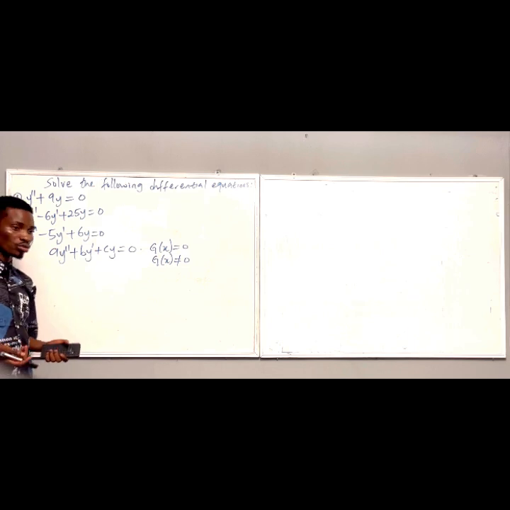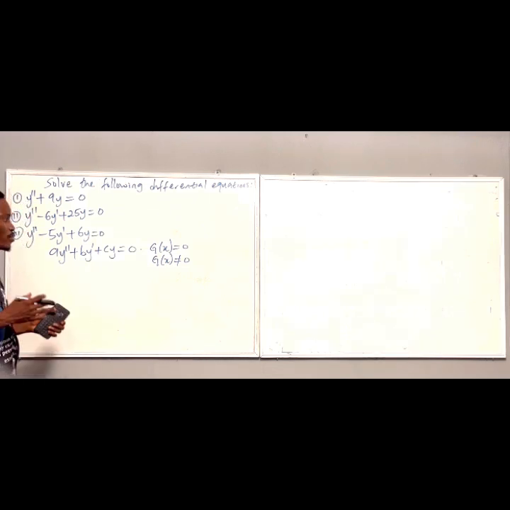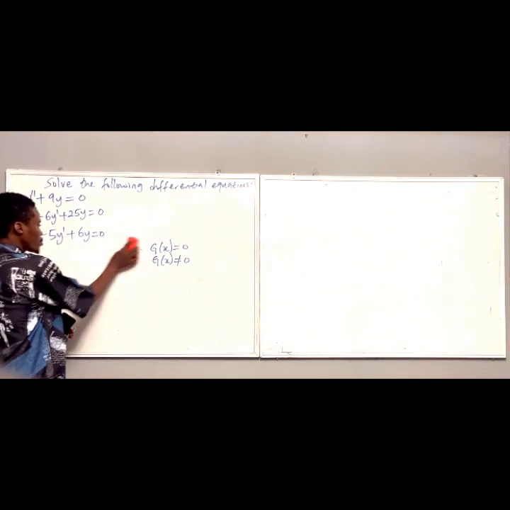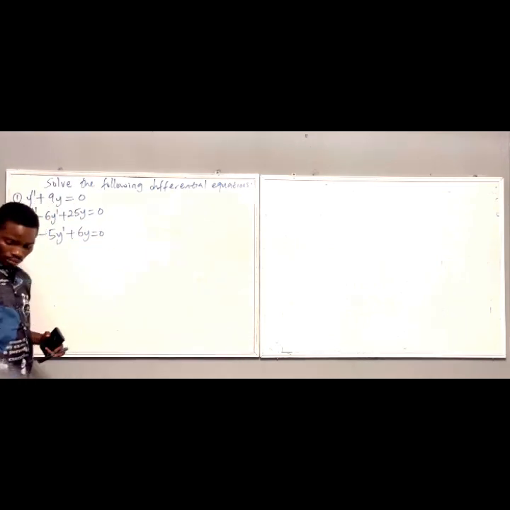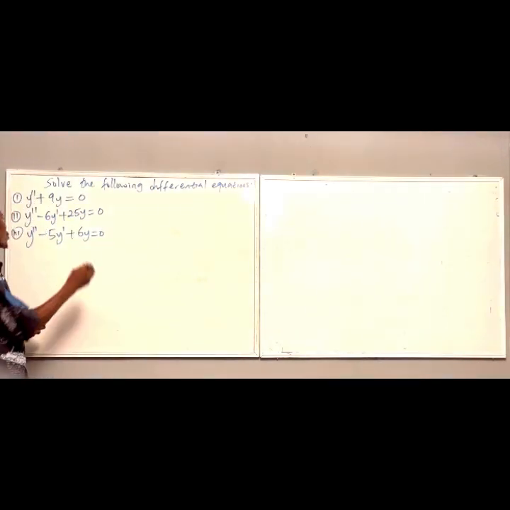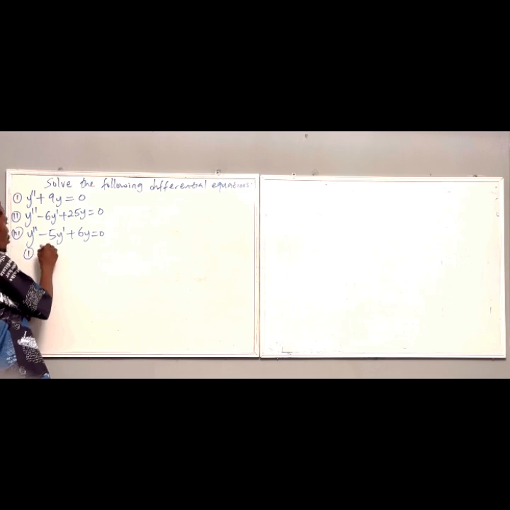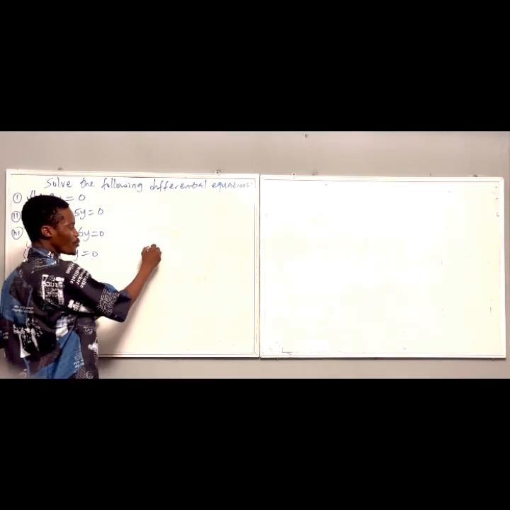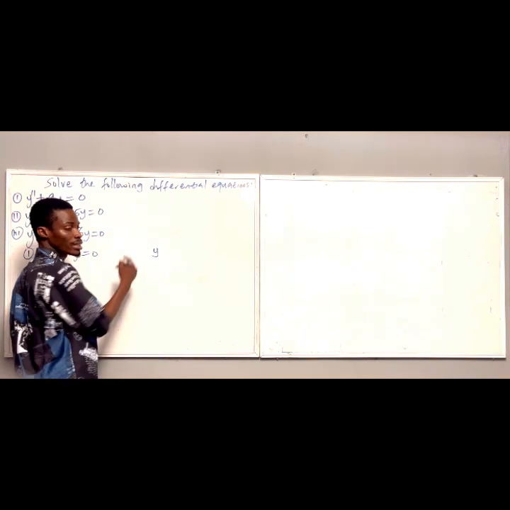Since it's a homogeneous equation, how can we now solve it? In solving a homogeneous equation, we assume that y is equal to e^(mx). So let us consider it now. Question 1: y'' + 9y = 0. Remember that if I have y, this is y.